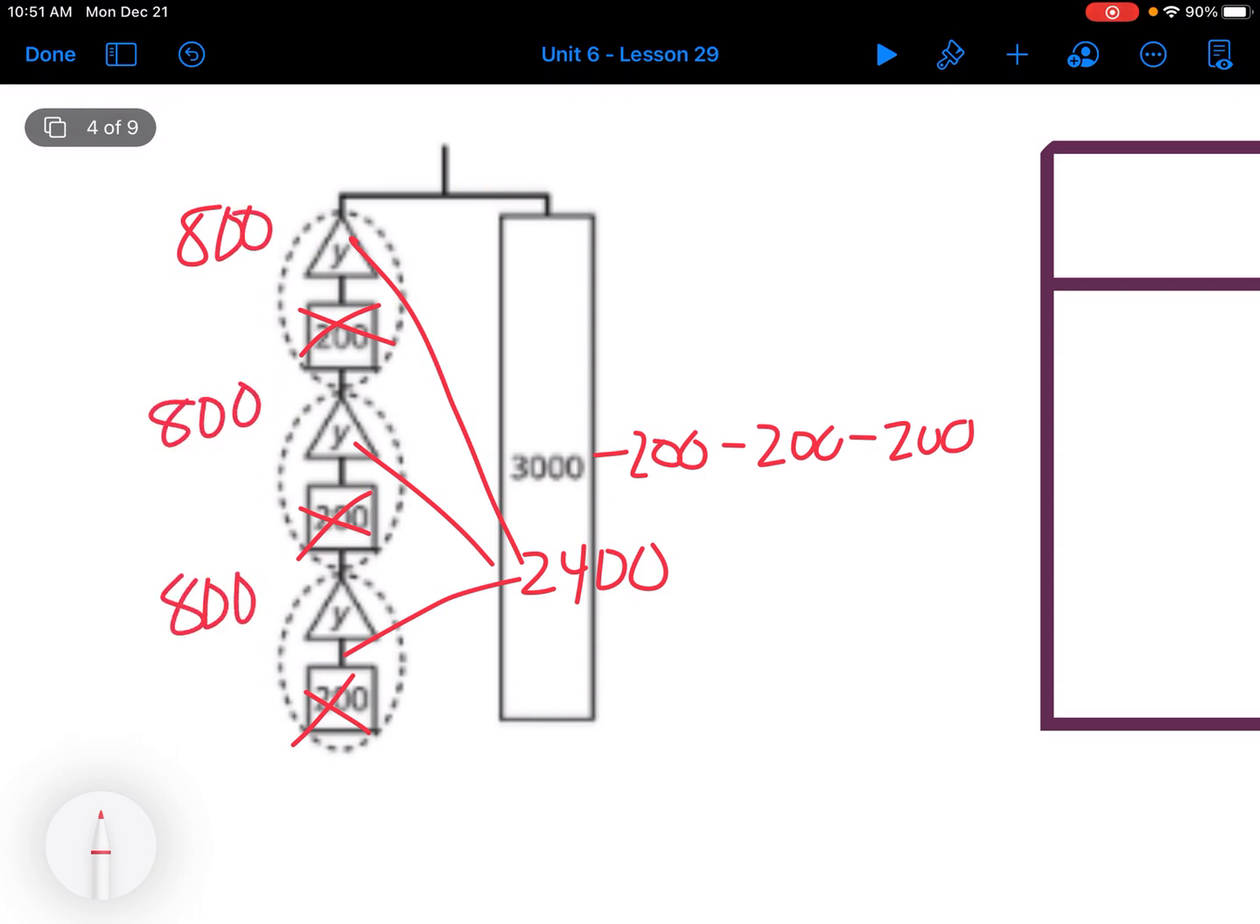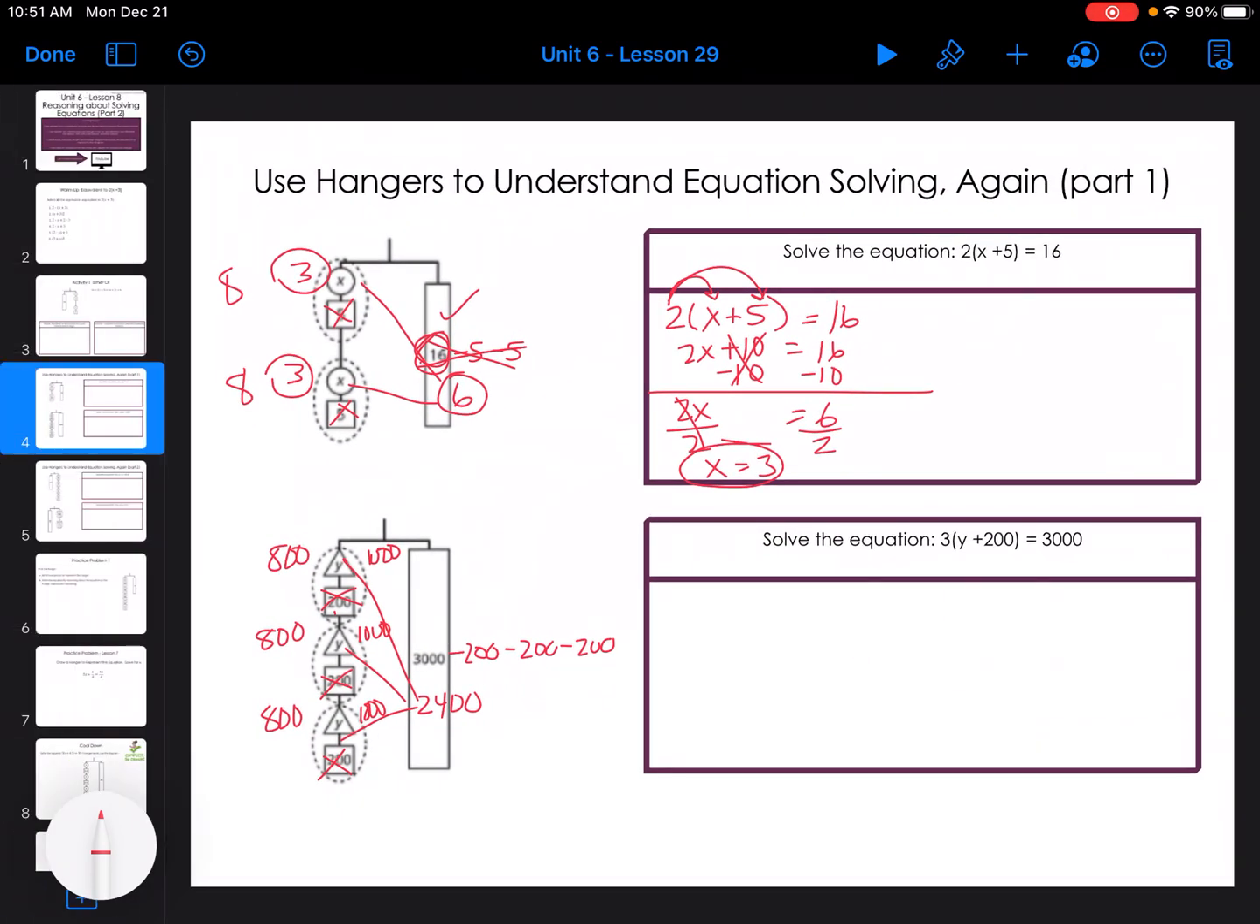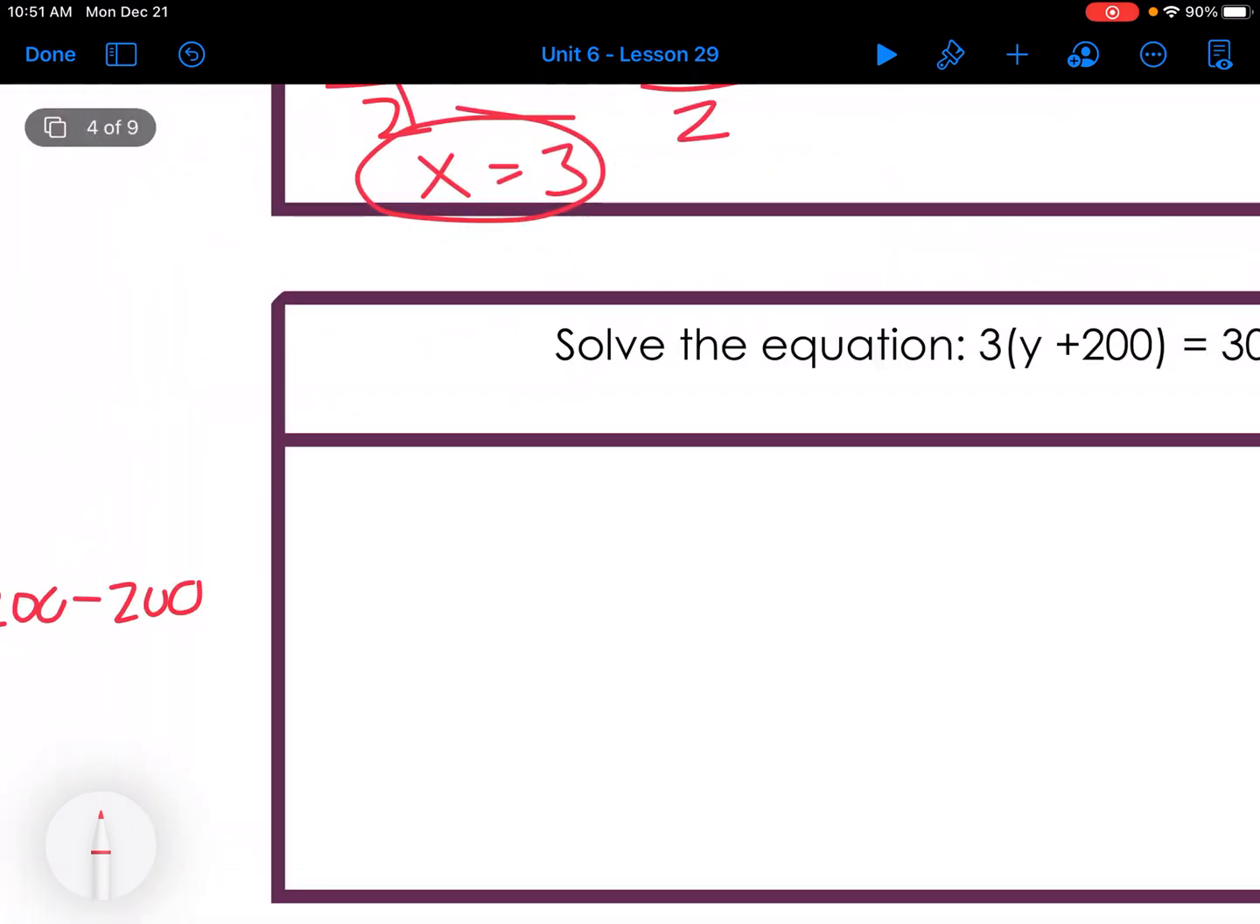So let's check it. 800 plus 200 is 1,000. So each one of these circles is worth 1,000. 1,000 plus 1,000 plus 1,000, 3,000. It works out. So now I'm going to do it using the traditional method.